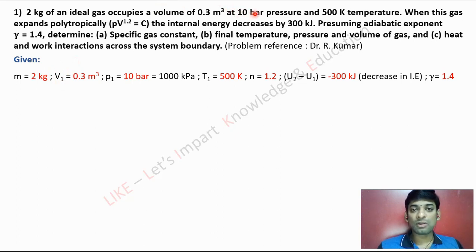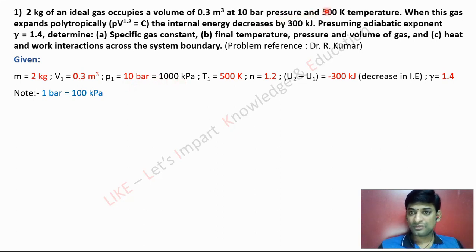At 10 bar pressure, pressure is given as 10 bar. But for our unit conversion and calculation, we should not use bar. So this bar should be converted into kilopascal. For unit conversion, 1 bar can be written as 100 kilopascal, that is, it is multiplied by 100. When the pressure is multiplied by 100, the bar becomes kilopascal. Look at this, 10 bar into 100 becomes 1000 kilopascal.